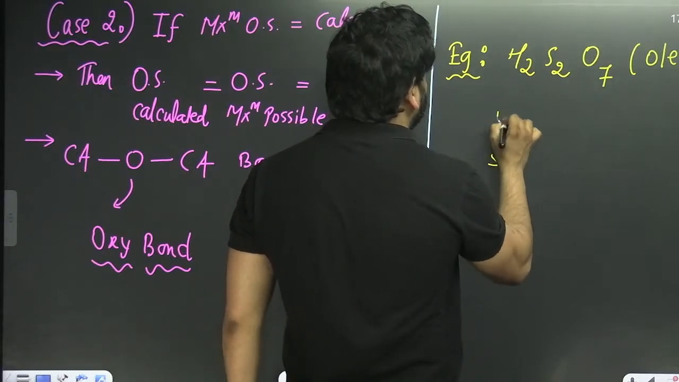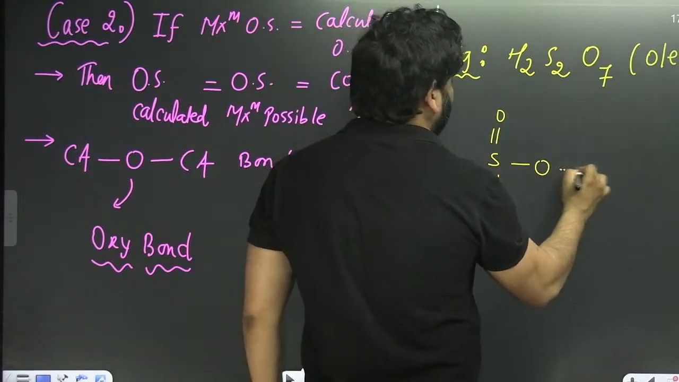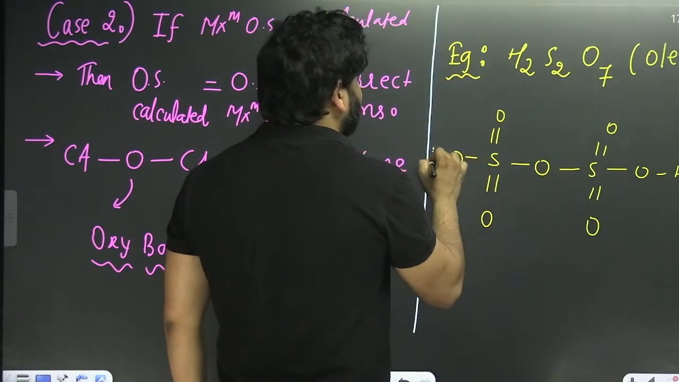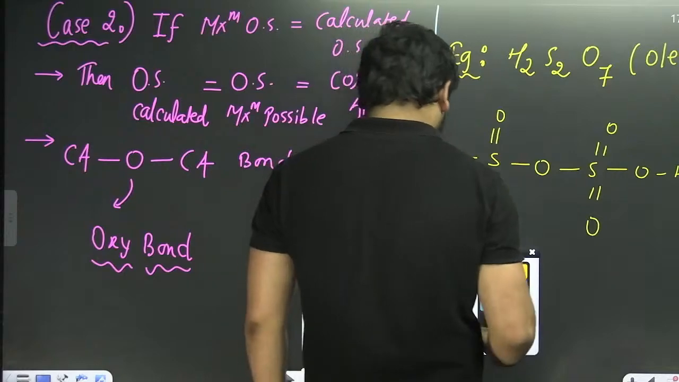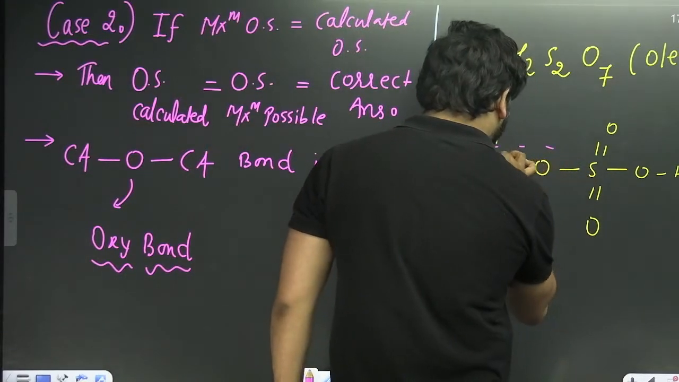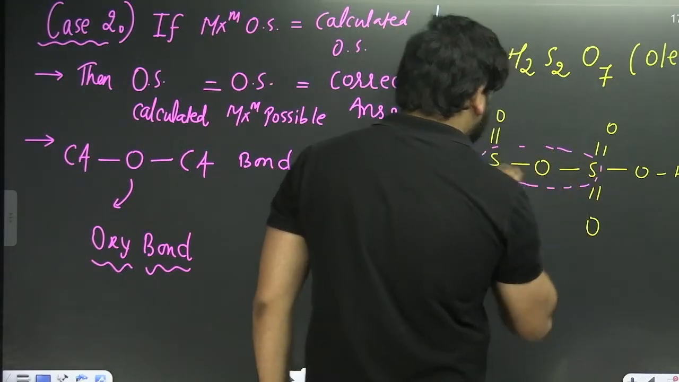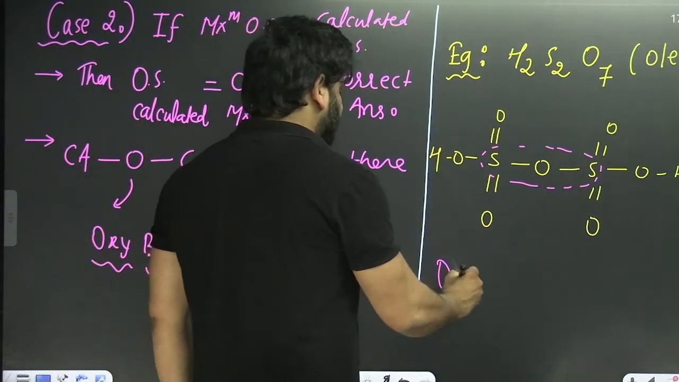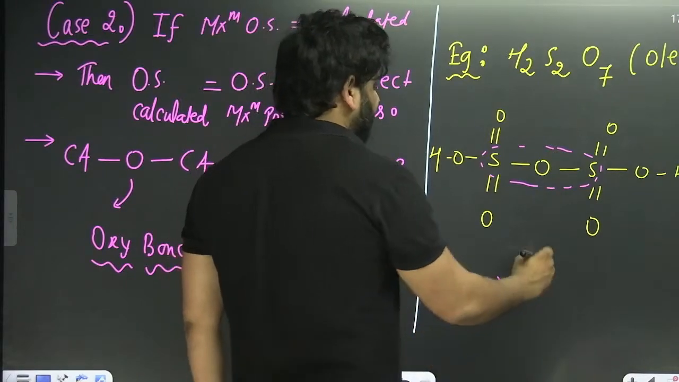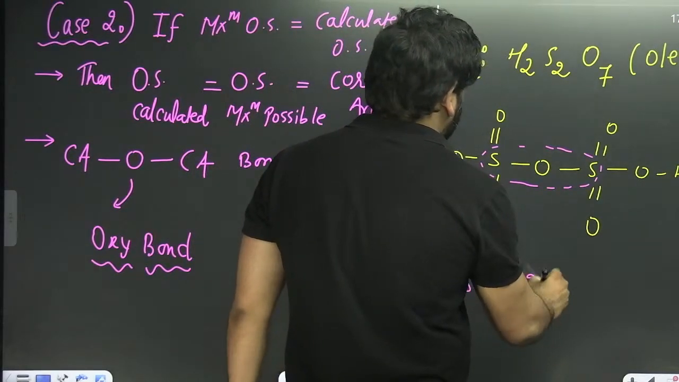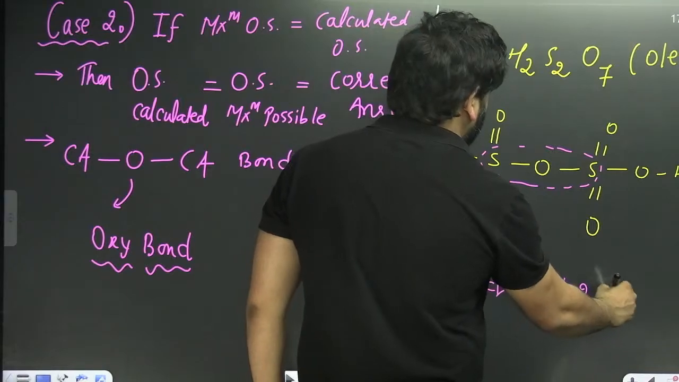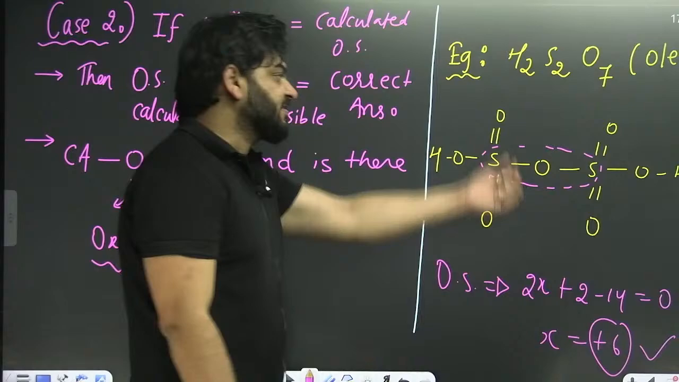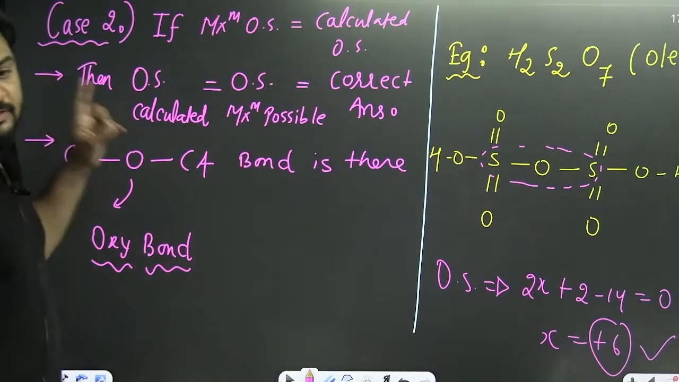S double bond O, one O is there. Haven't you seen what I was talking about? I was talking about this bond, the oxy bond. So the oxy bond is there, and what is the oxidation state? 2x plus 2 minus 14 is equal to 0. X comes out as positive 6, and this is also equal to its maximum possible oxidation state. So that is your case number 2.